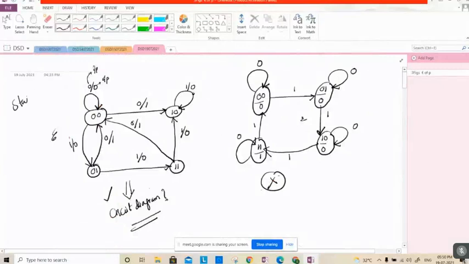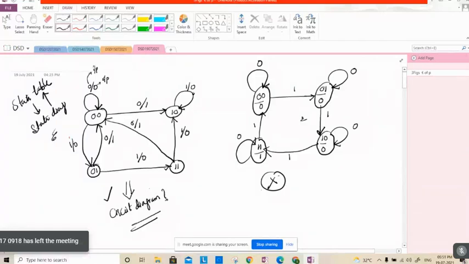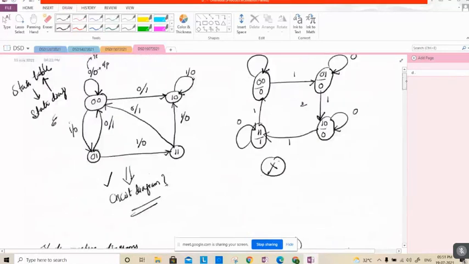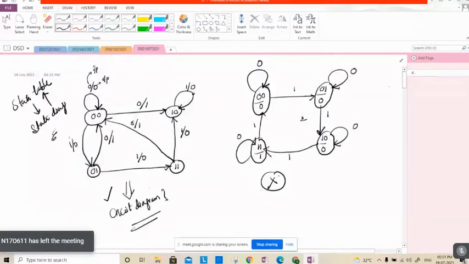So, state table to state diagram and state diagram to state table. Up to this part, is it clear? With external inputs, with outputs. Any doubts up to here? Any doubts? So shall we close?